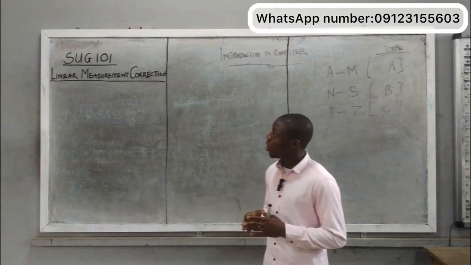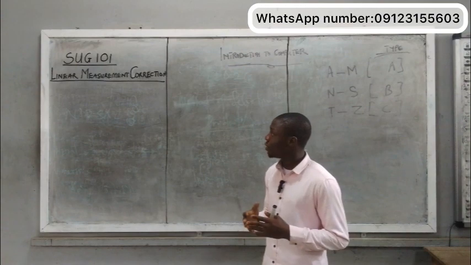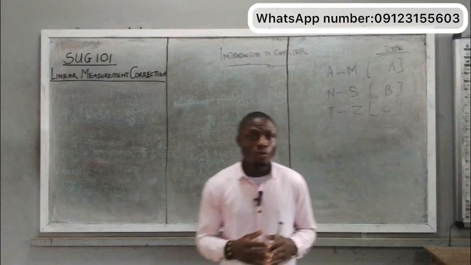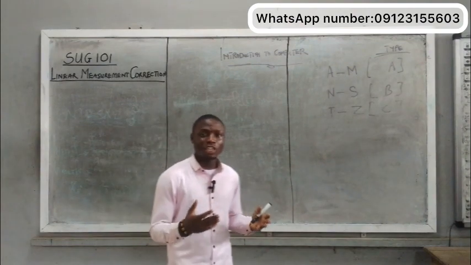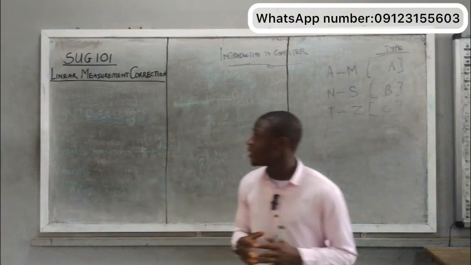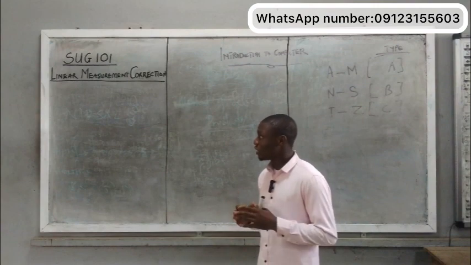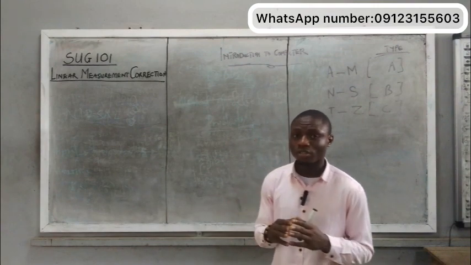Today's topic is called linear measurement correction. What is the concept behind linear measurement correction? It has to do with survey. First things first, let's understand the concept of linear measurement correction.